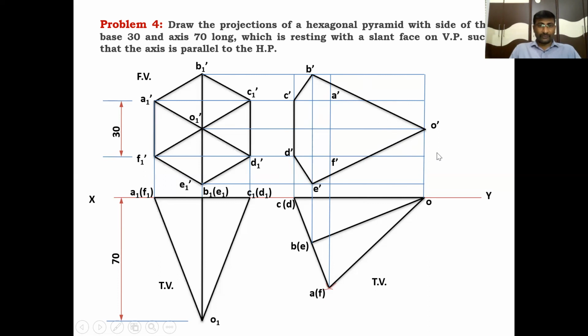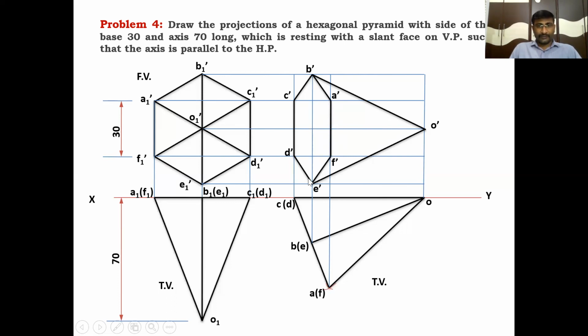After joining the outer points, if we are looking from this side, this top view side of the solid, the base is visible because the base is inclined towards this direction. When we're looking from this side, the total base is visible. That's why I am joining the remaining points with dark lines. Here, the remaining points are also dark because the base is visible from this side.